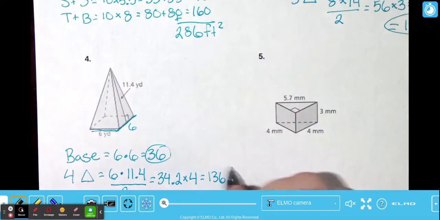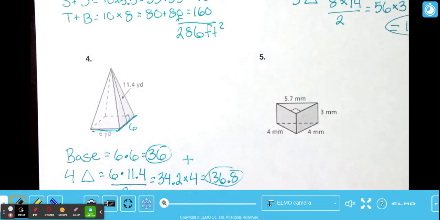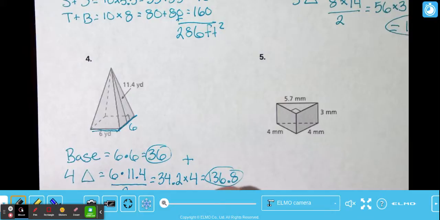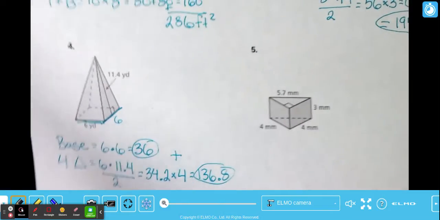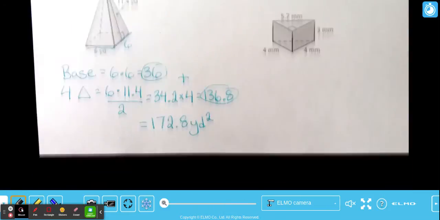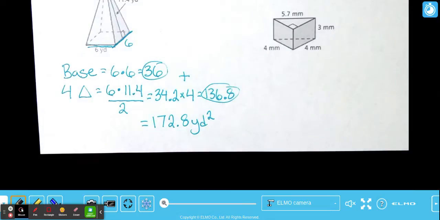We need to add these 2 together. What is it? 172.8. What? Yards squared. Oops. Okay. Alrighty, number 5. Anyone know what the name of this shape is?